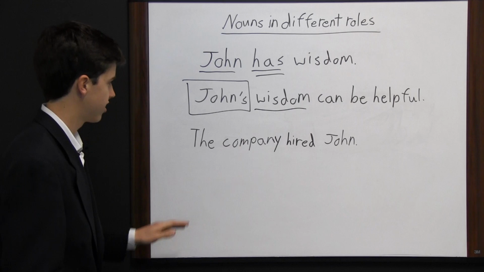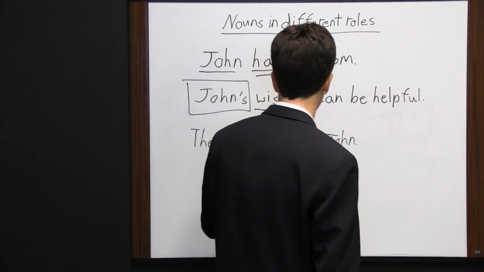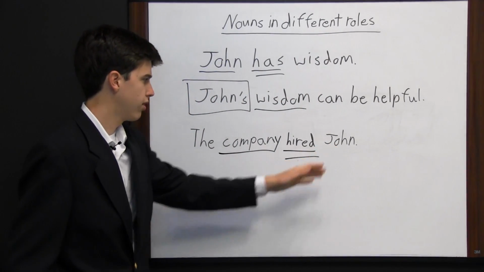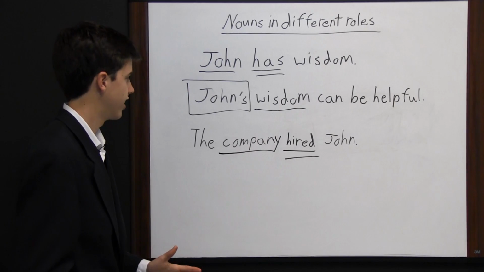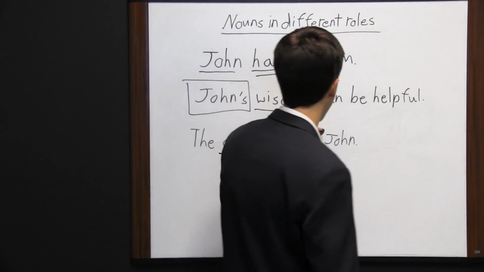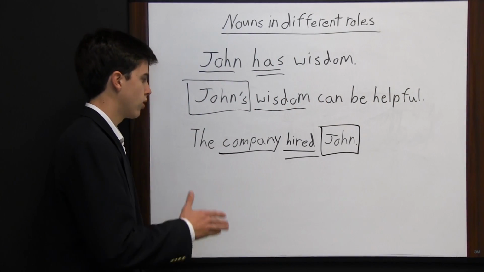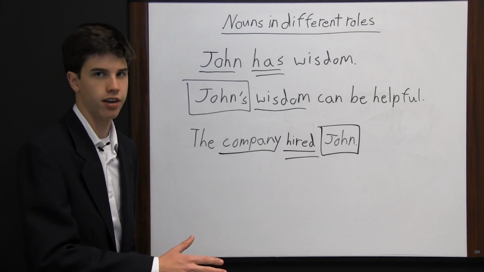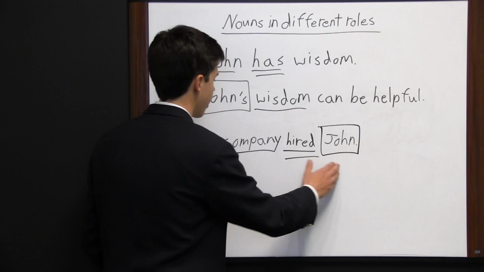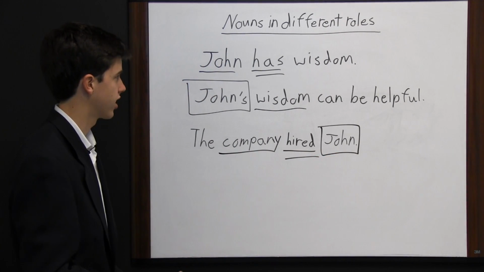Now look at this third sentence. The company hired John. Well, the subject of this sentence is company, and the verb is hired. So what role is John playing in this sentence? If it's not the subject and it's not in possessive form, what role is it playing? Well, we would call John right here the object of the sentence. The object is what the subject of the sentence is acting on. So the company hired someone. Who did the company hire? The company hired John. The company is acting upon John. So that's how you find the object of a sentence.